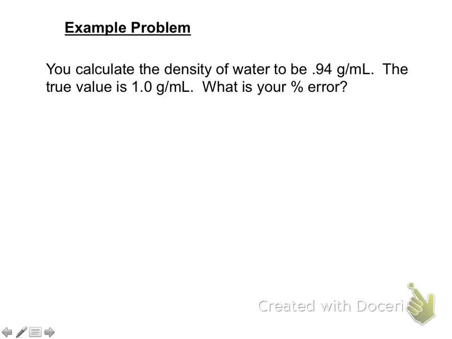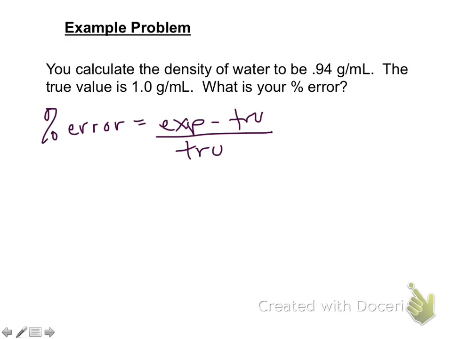So, here's an example problem for us to go through. It says you calculate the density of water to be 0.94 grams per milliliter. The true value is 1.0 grams per milliliter. What is your percent error? So remember, our equation is percent error is equal to our experimental value minus our true, 2, divided by our true, times 100. So I see that we have 2 values here, 0.94 and 1.0, both densities.